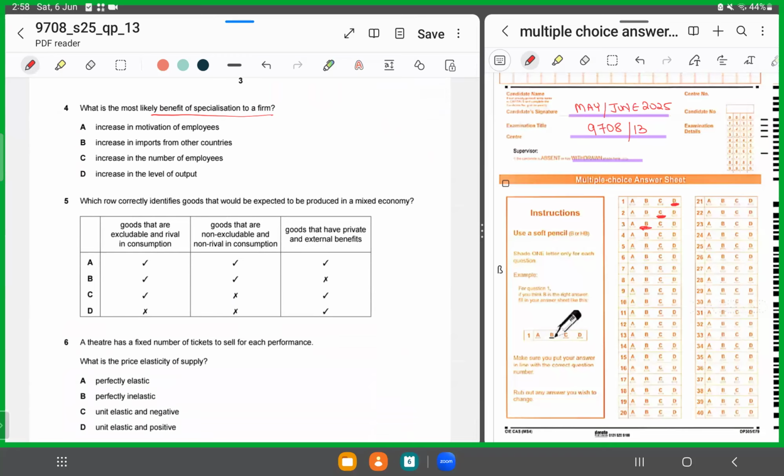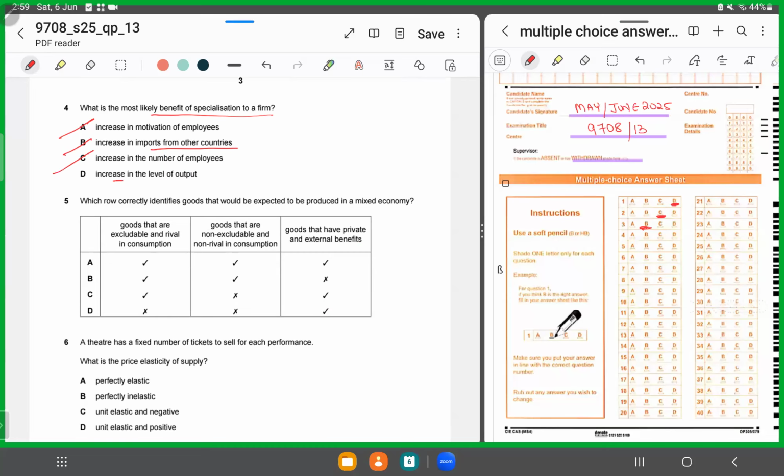A says increase in motivation of employees. No, A cannot be correct because it leads to demotivation. It leads to monotony. B says increase in imports from other countries. No, when firms specialize, they tend to be self-sufficient and imports fall. C says increase in the number of employees. No, number of employees won't increase because each person is going to be getting perfect at a particular task, right? Specializing things, doing things in which they're best at.